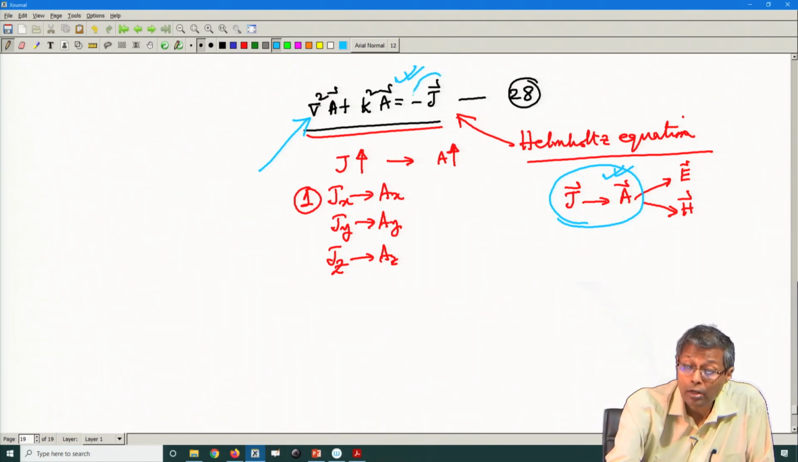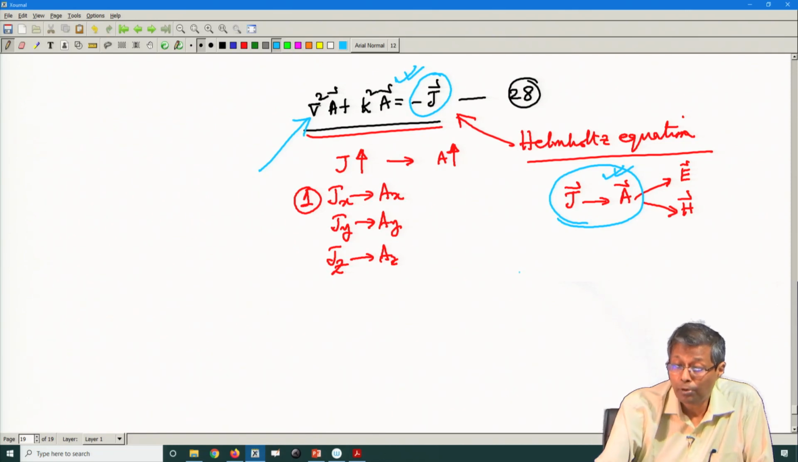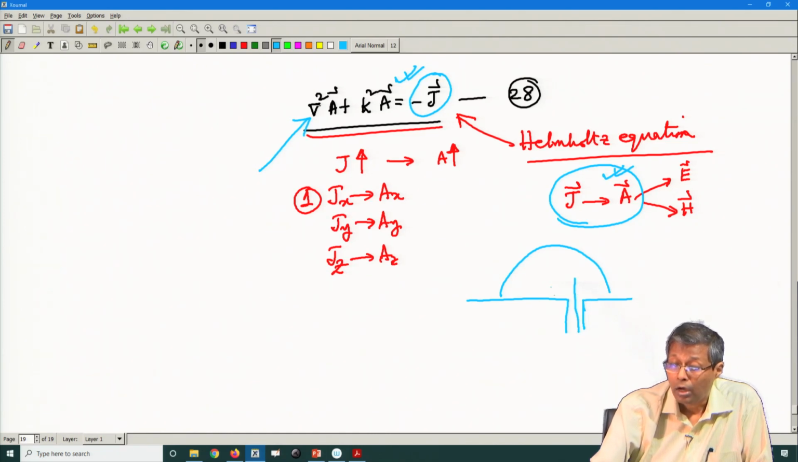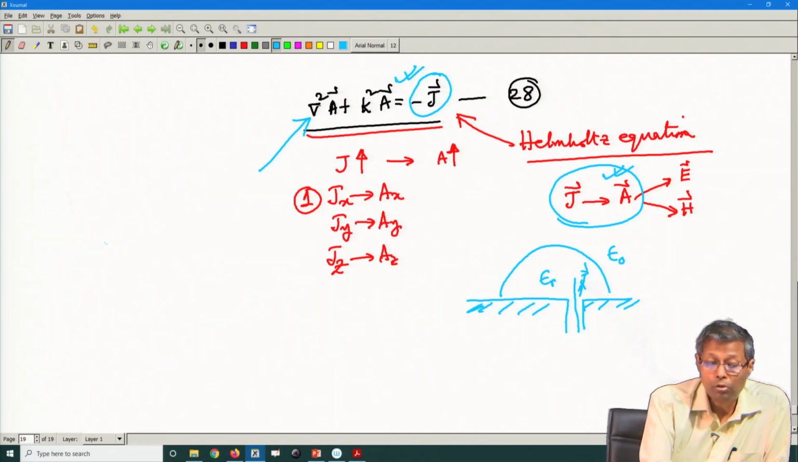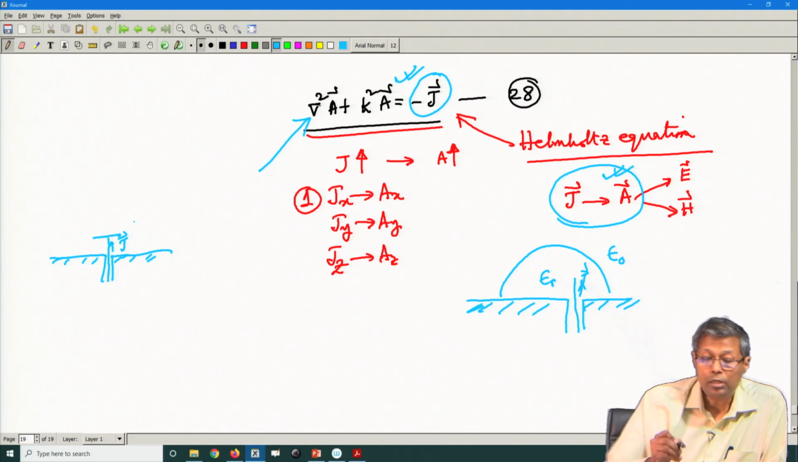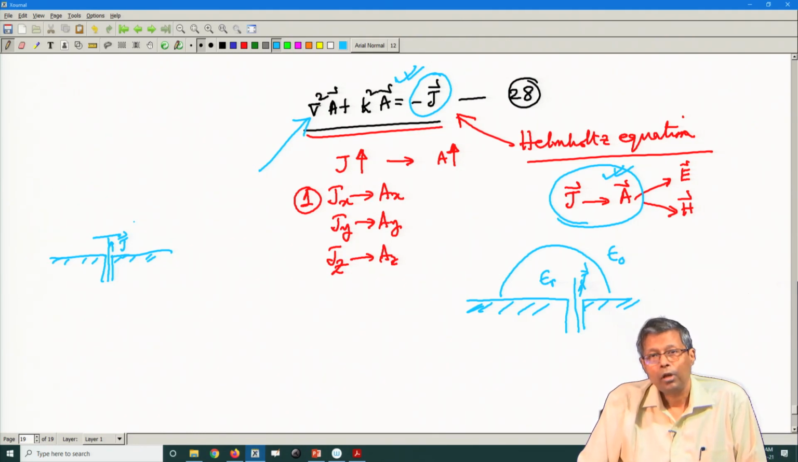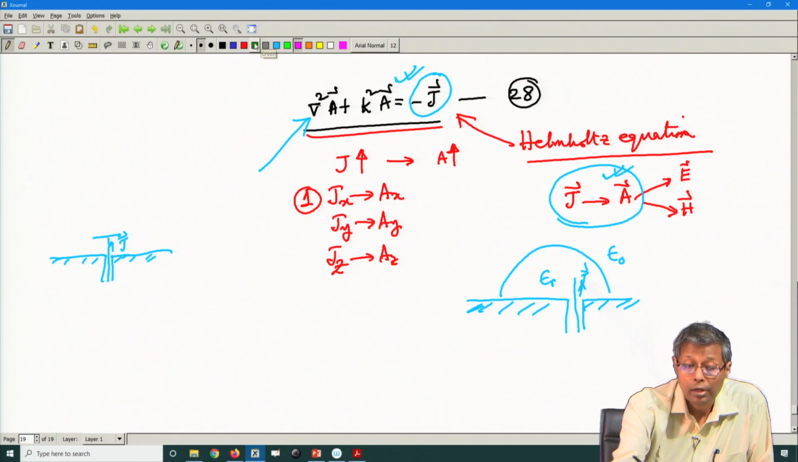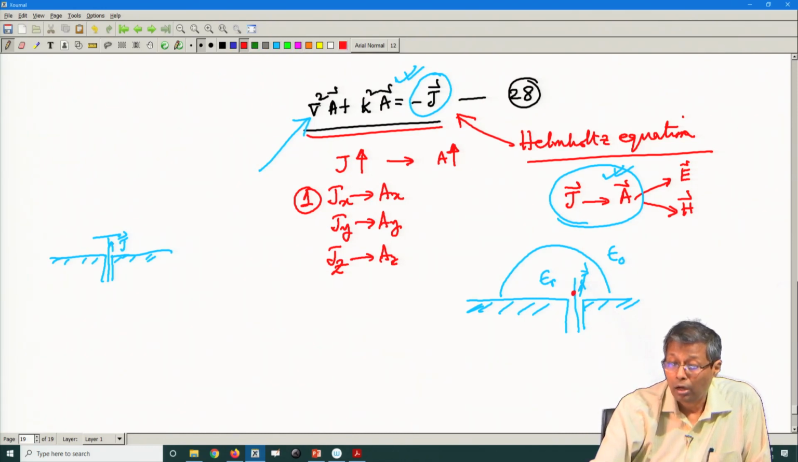Frequently this J, however, is not explicitly known. For example, we have told you that in this kind of problem, a hemispherical dielectric resonator antenna is fed by a coaxial probe. This is resting on a ground plane. This is the current source J, which is not known to me. So is also the case in a microstrip patch. This is the ground plane, this is the current source J. This J is not known to me. So, what will we do?